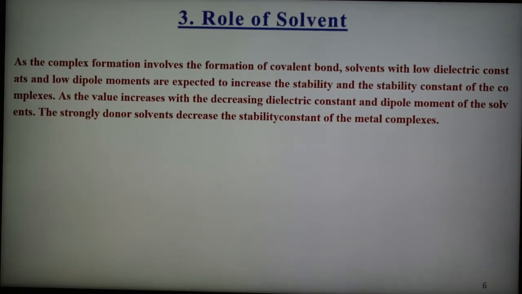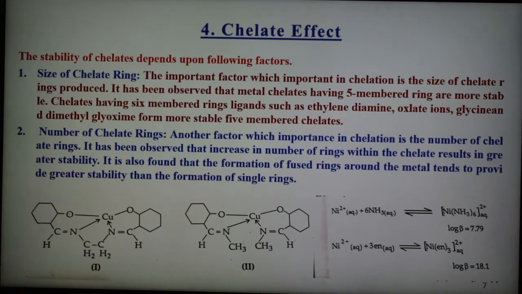The fourth important point is very important for the stability of the complex: the stability of the chelate depends upon two important factors. One is the size of the chelate ring, and the other is the number of chelate rings. In case of size of the chelate ring, as we know, what is a chelate? A chelate is ring formation in the complex. All chelates are complexes, but all complexes are not chelates.